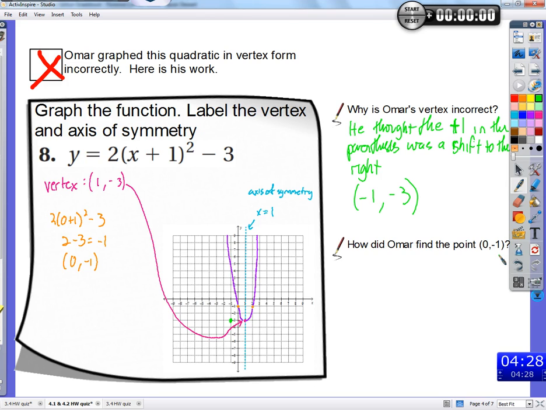Plug 0 in for x. Whatever you put in, you do the arithmetic and you find what comes out of this function. That would give you a point. That's what points do. They represent input and output pairs. So we got that point.